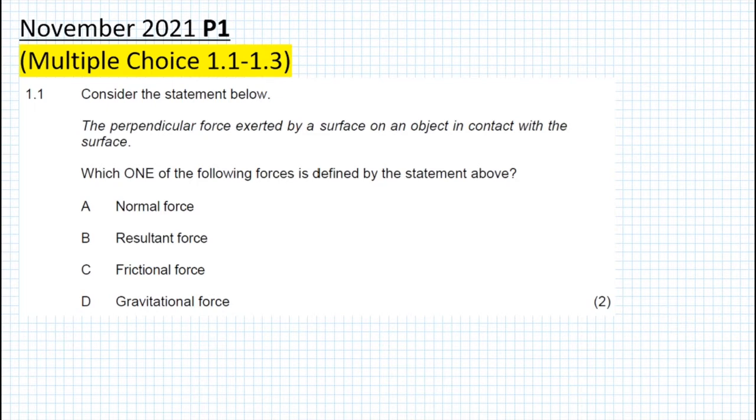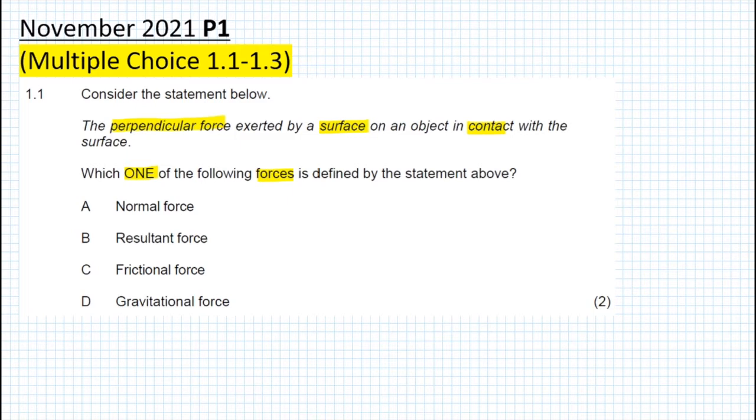we will be taking a look at question number 1.1 to 1.3 of the November 2021 Physical Science Paper 1 exam. We start off with question number 1.1 which says, consider the statement below. The perpendicular force exerted by a surface on an object in contact with the surface. Which one of the following forces is defined by the above statement? Is it the normal force, resultant force, frictional force, or gravitational force?